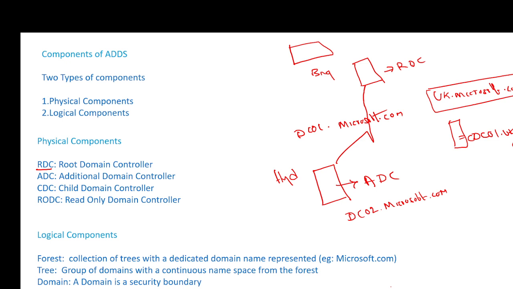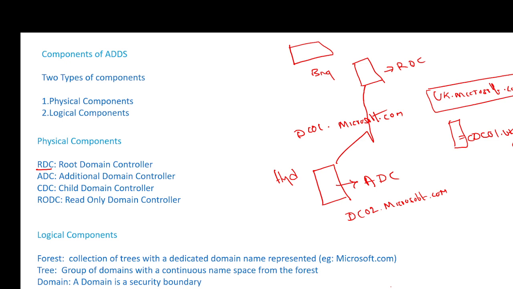Say for example, if you consider Tata as an organization, Tata has got multiple businesses and they wanted to segregate each and every business domain separately. Tata Motors is different, Tata Steel is different, Tata Consultancy is different, Tata Power is different. But at the end of the day, Tata is the same. Tata is the main forest or main domain. Under that, you have multiple child domains. This is what the child domain controller or child domain means.